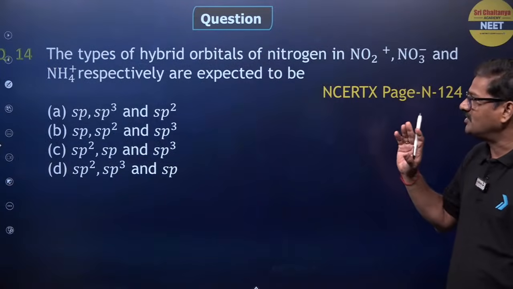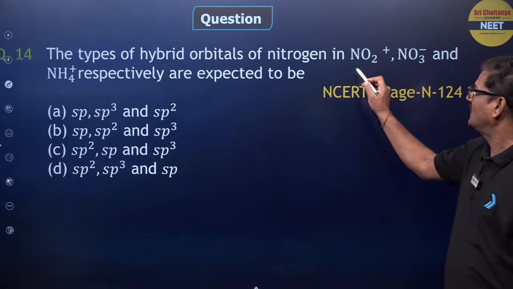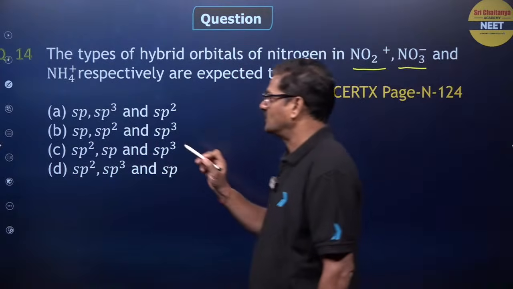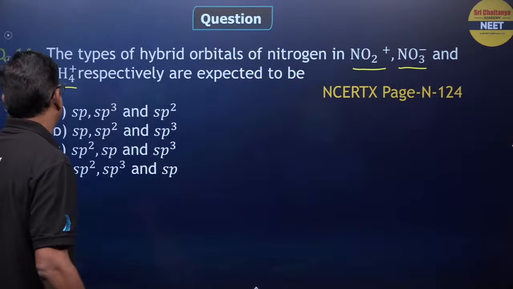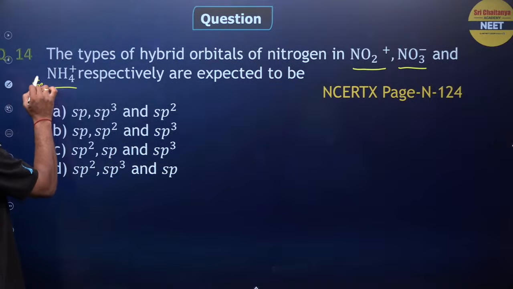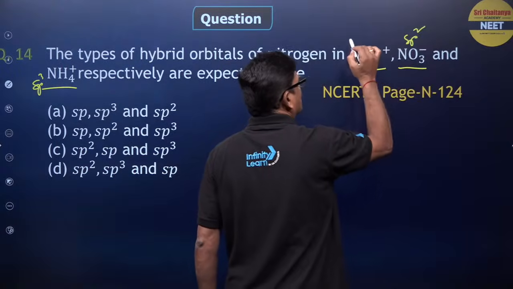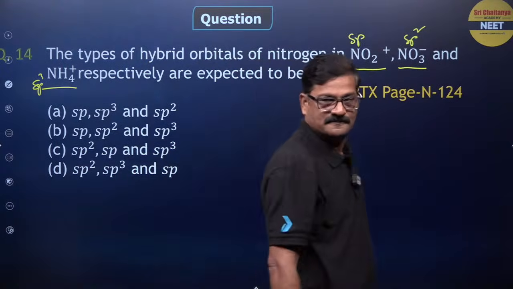Now, one more question: the type of hybrid orbitals of nitrogen in NO2 plus, NO3 minus and NH4 plus. In nitrogen, here it is going to be, of course, sp3, of course it is going to be sp2 and it is going to be sp hybridization.